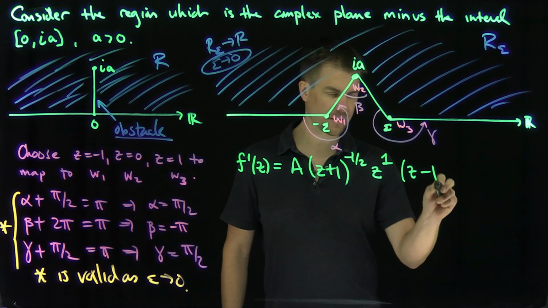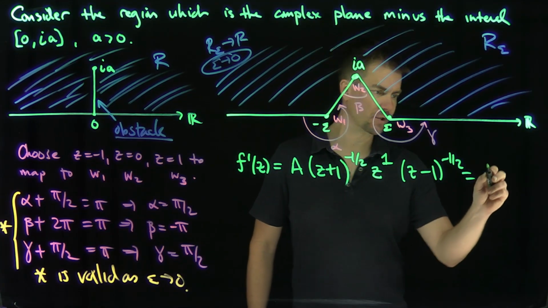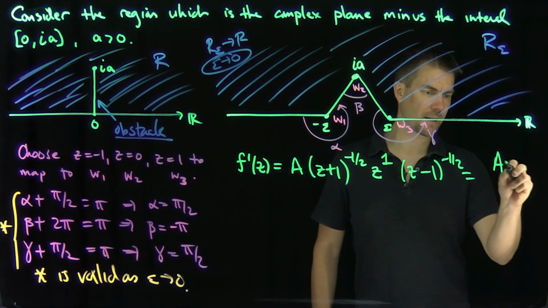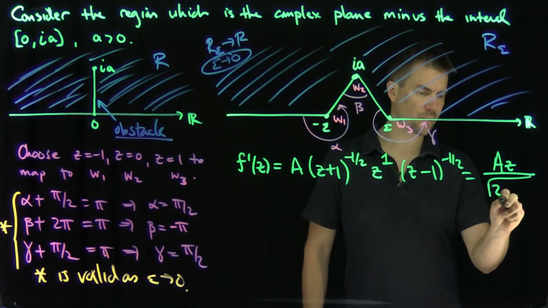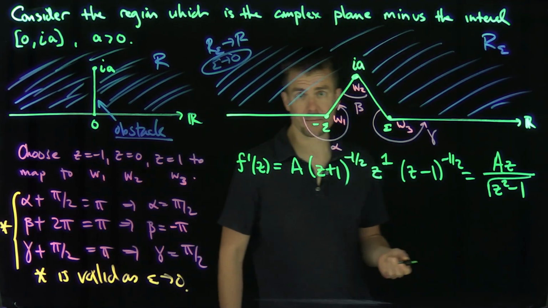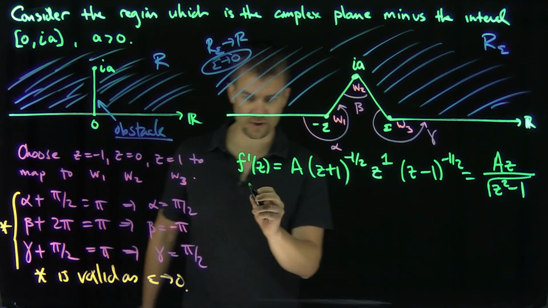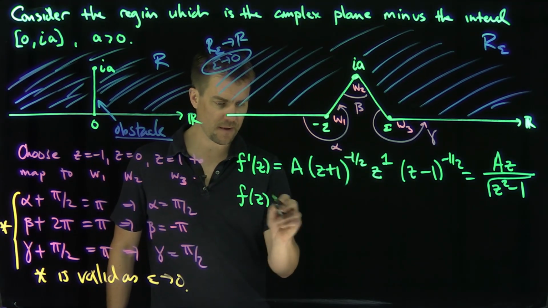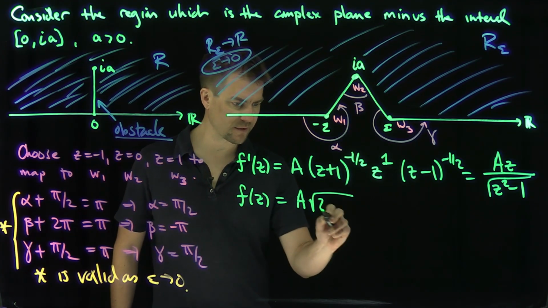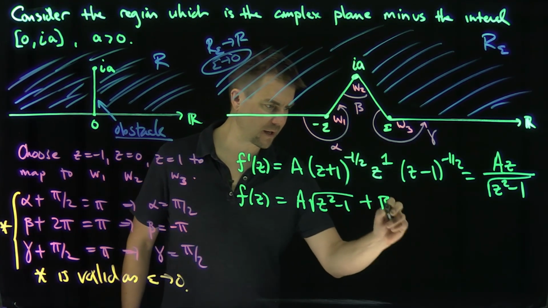Then z minus 1 to the power negative 1/2, which is just going to be a times z over the square root of z squared minus 1. Great. We don't need any fancy calculus. It's a perfect antiderivative, right? I can try what f is. F of z is going to be a square root of z squared minus 1 plus b, okay?